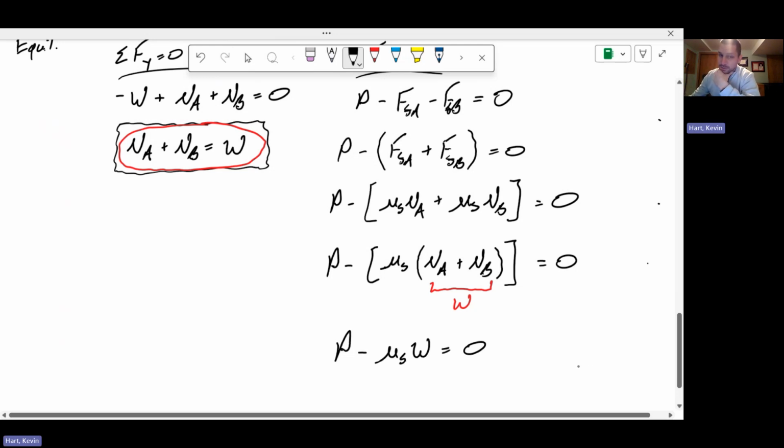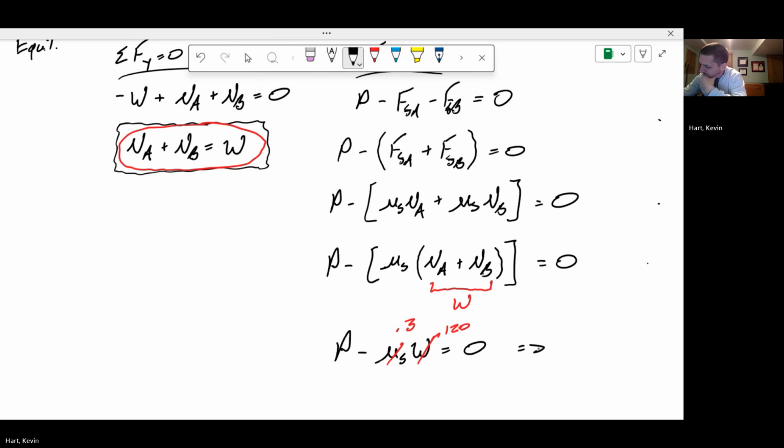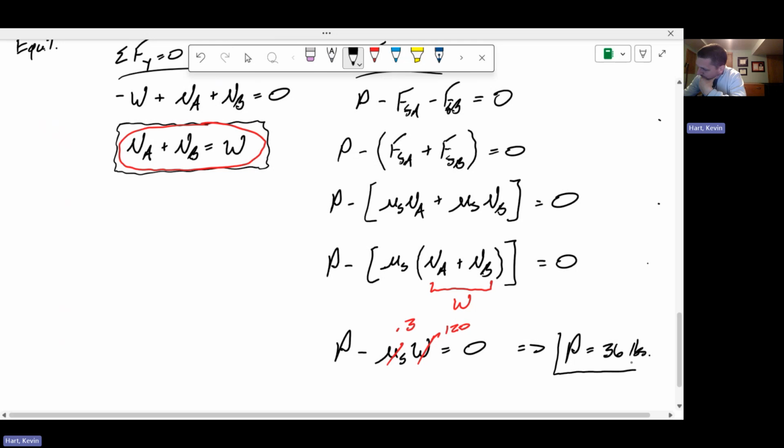Weight I have, mu sub s I have: the weight is 120, mu sub s is 0.3. So we can solve this and get that P will be equal to 36 pounds. So if you apply this horizontal force to the cabinet, it will start sliding.